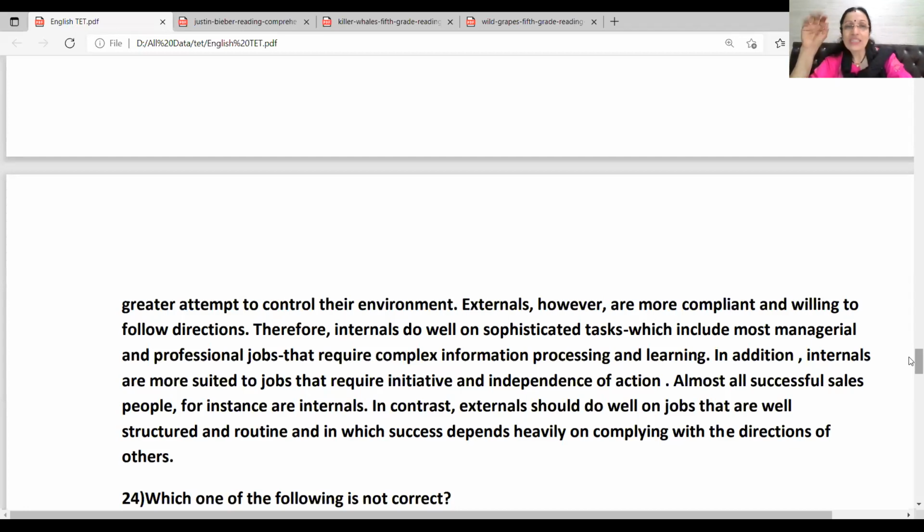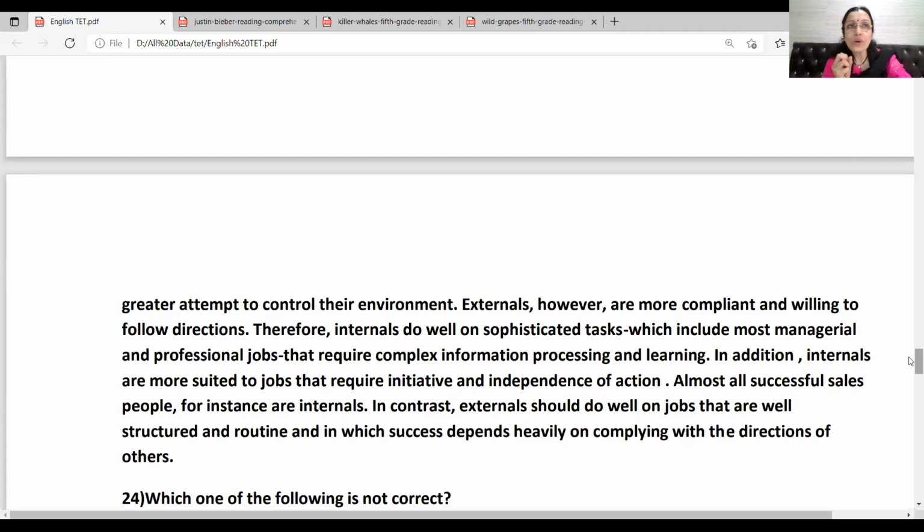Now my question to you, is this a short story or a general passage? General passage. What are the two categories of people here? Internals and externals. All right. Ask yourselves these questions, okay?